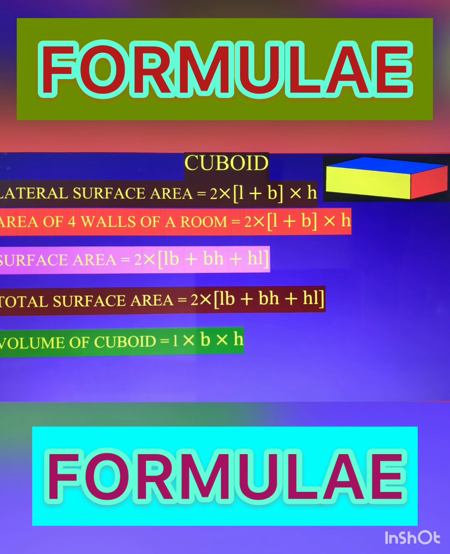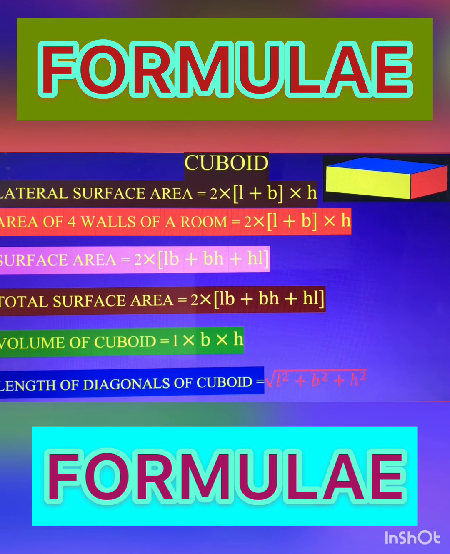And after that, the volume of the cuboid is L × B × H, and then the length of the diagonal of the cuboid is √(L² + B² + H²). So you can find the length of the diagonal of the cuboid by this formula.